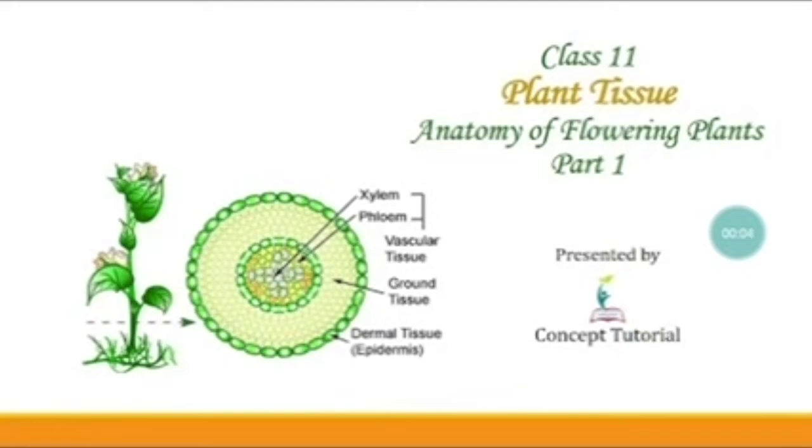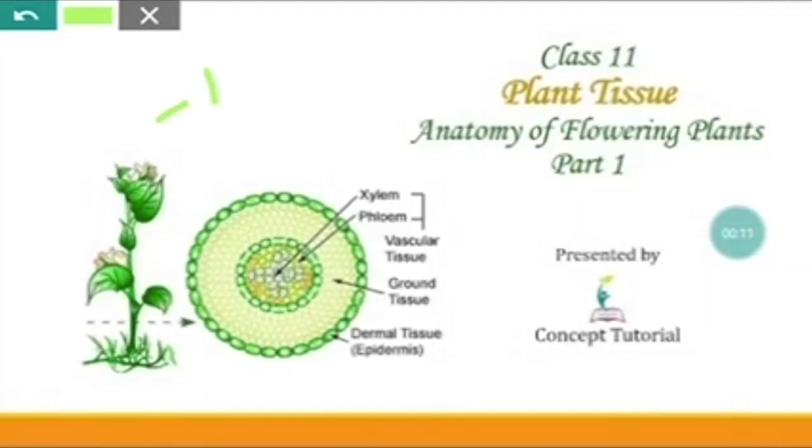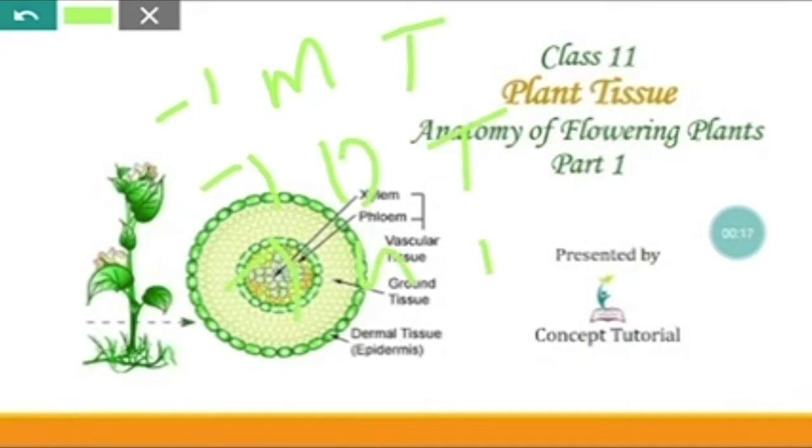In the previous class, I already introduced some topics in plant tissue. There are four different types of concepts. The first one is meristematic tissue, the second is dermal tissue, the third is ground tissue, and the fourth is vascular tissue. So in this chapter, we are discussing only four different concepts.